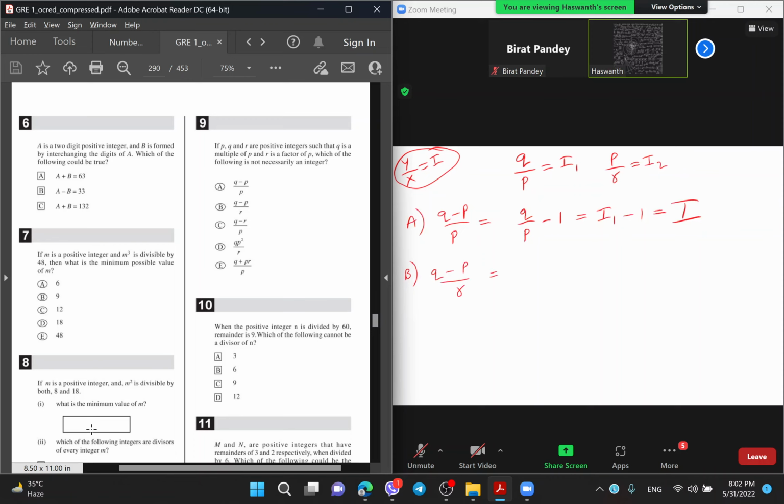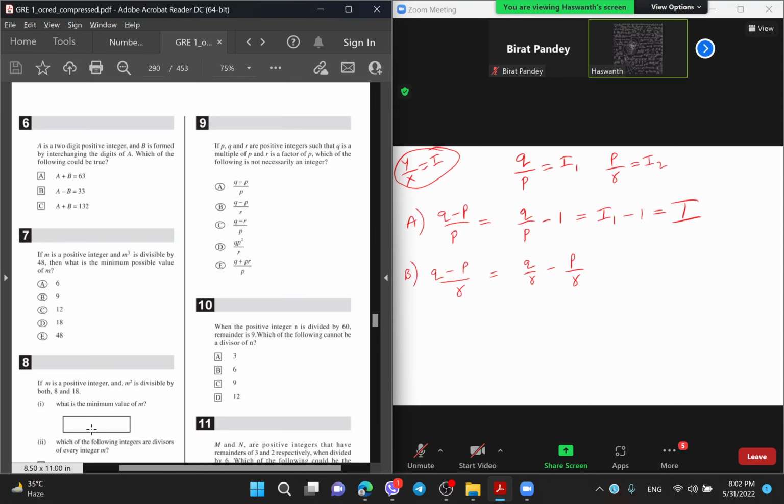It is q by r minus p by r. R is a factor of p, so we know that p by r is an integer. So q by r. Now, one way, without going through any other evaluations, is directly using the reasoning that q is a multiple of p, which means q is divisible by p. If q is divisible by p, it will also be divisible by factors of p. So it will be divisible by r also.